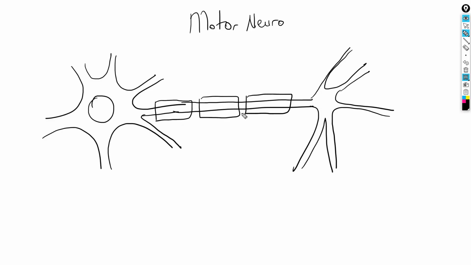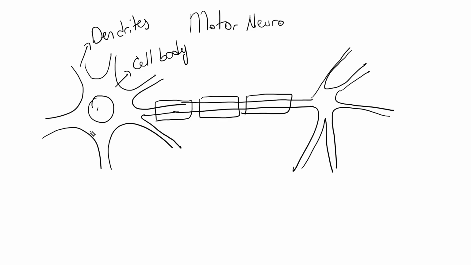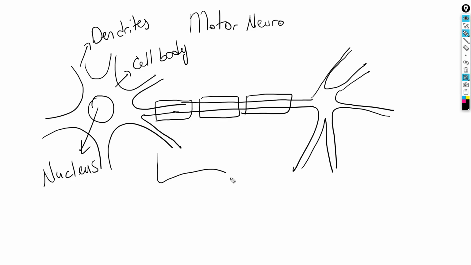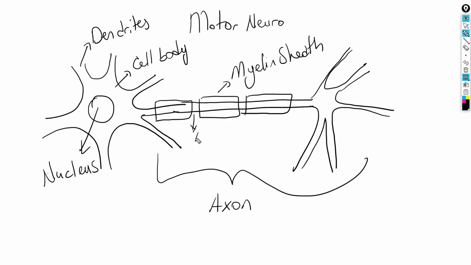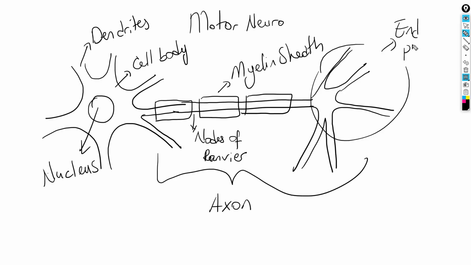Let's now label this. These parts are going to be dendrites. Then the cell body. We can show the nucleus in the cell body, guys. And this part here is going to be the axon. Here is the myelin sheath. And gaps here, which are nodes of Ranvier. You can even put the last part of the axon, which is the end plate. These are the nerve endings, which are filled with synaptic vesicles containing the neurotransmitters.